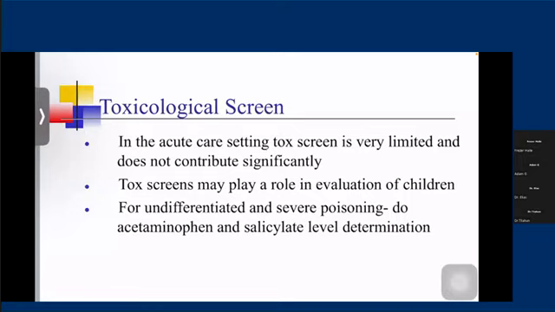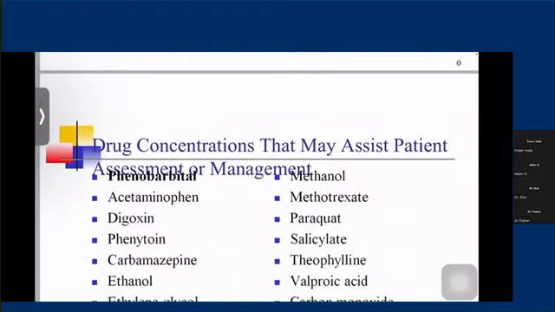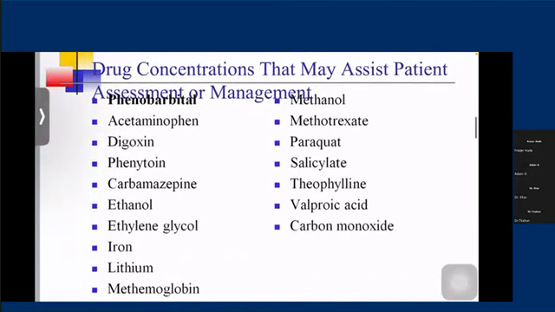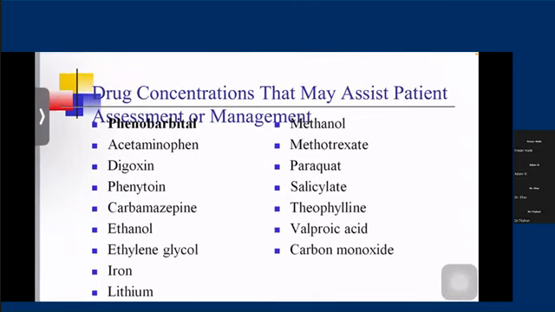So for undifferentiated and severe poisoning, sometimes it's better to send for acetaminophen and salicylate level determinations. Only a few medications can be assessed by sending serum levels. These are a few, like phenobarb, acetaminophen, digoxin, phenytoin, carbamazepine. Most of the anticonvulsants have serum level determinations.